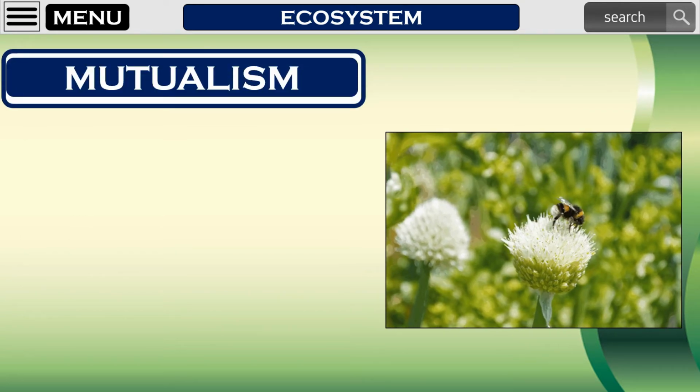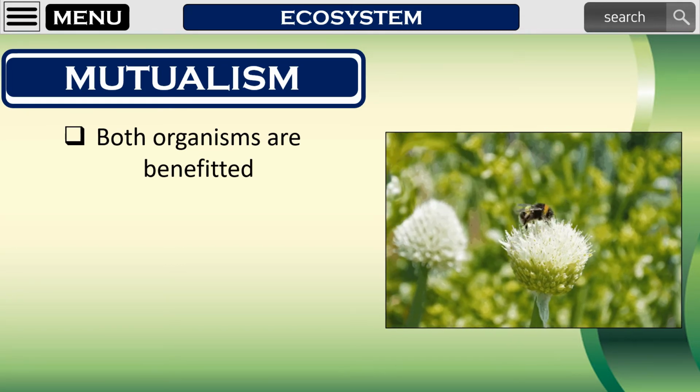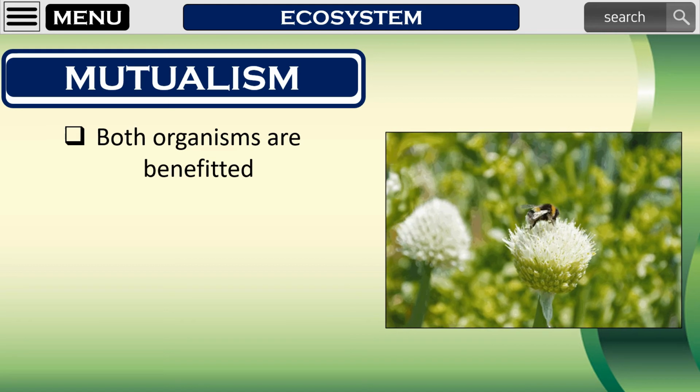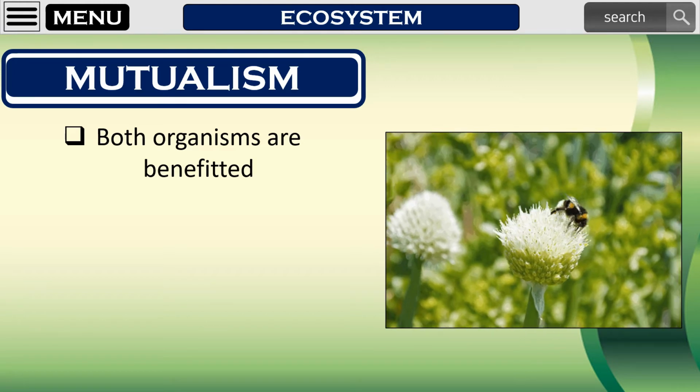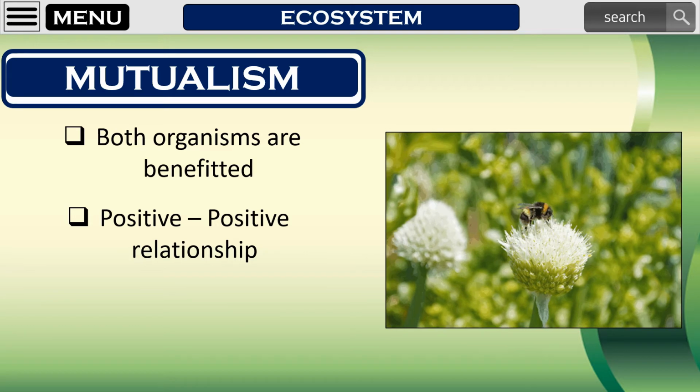Mutualism is an ecological relationship where both organisms benefit from each other's interaction. It plays an important role in the growth, reproduction, and survival of an organism, and in maintaining the balance of the ecosystem. It exhibits a positive relationship.